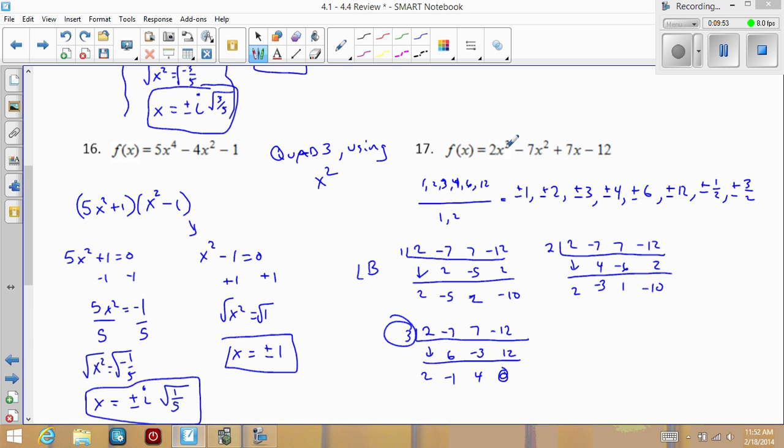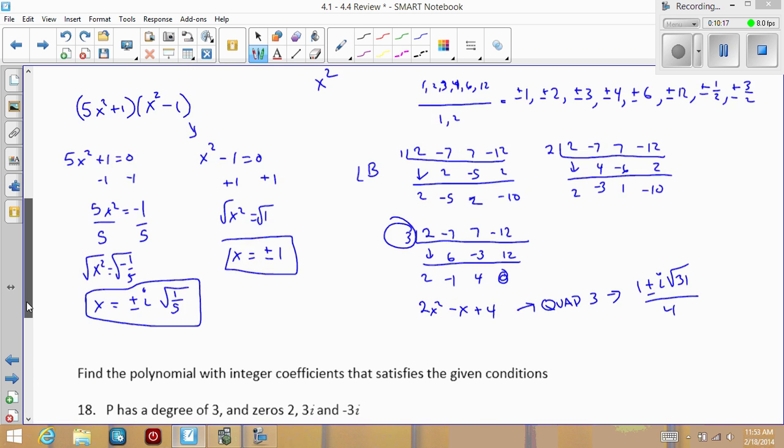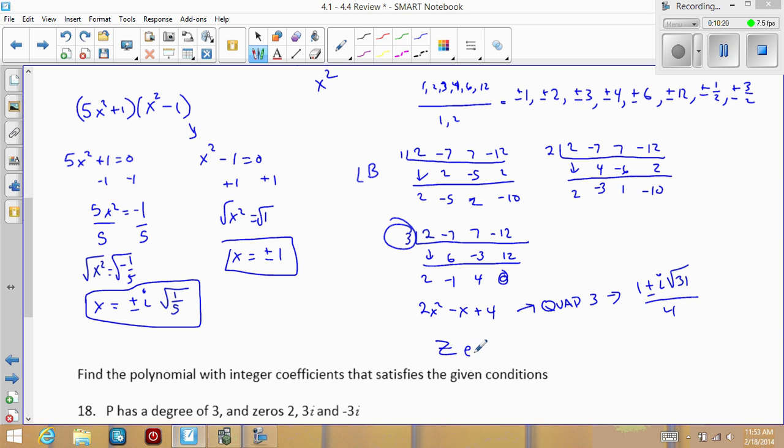So now, because I started with an x cubed, this is a quadratic down here: 2x squared minus x plus 4. When I use the quadratic formula, I will get 1 plus or minus i times the square root of 31 over 4. And so therefore, my zeros are 3 and 1 plus or minus i times the square root of 31 over 4. Okay?